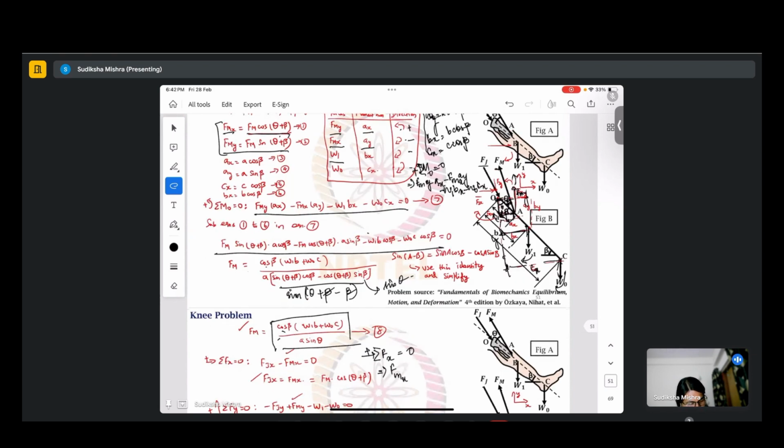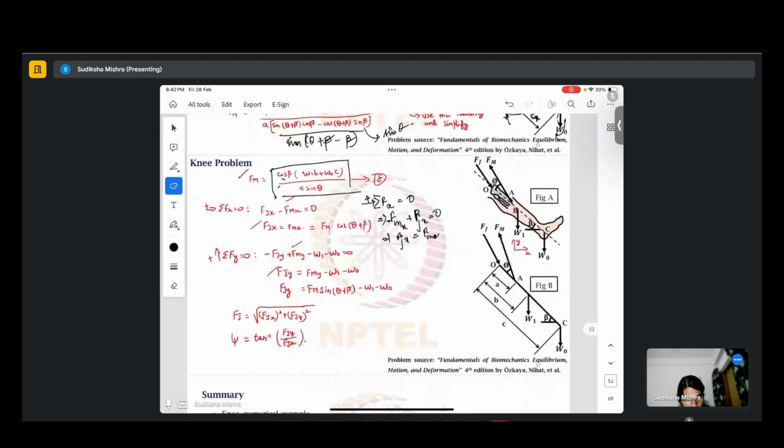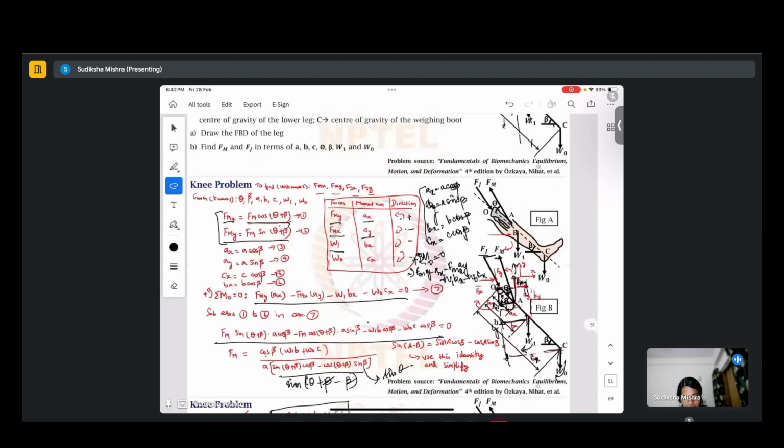Fmx is acting in this direction, so it will have a negative sign. Fjx is acting in this direction, so it will have a positive sign. So Fjx equates to Fmx. Now Fjx can be written as Fm cos(theta plus beta), because we computed here that Fmx is Fm cos(theta plus beta) and Fmy is Fm sin(theta plus beta).